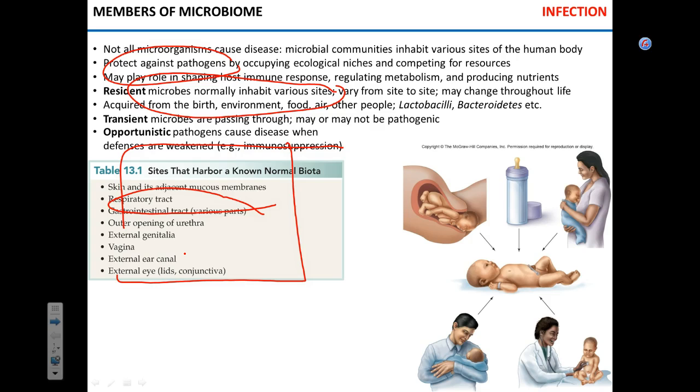Where do we get the microbes? Brief answer: everywhere. We get them as kids. What is the first place we get microbes? The very, very first.